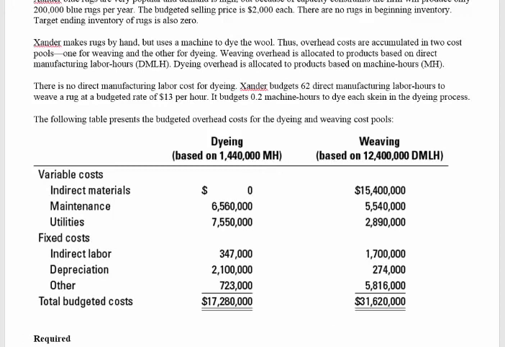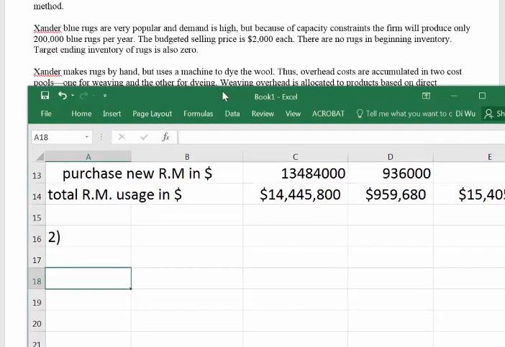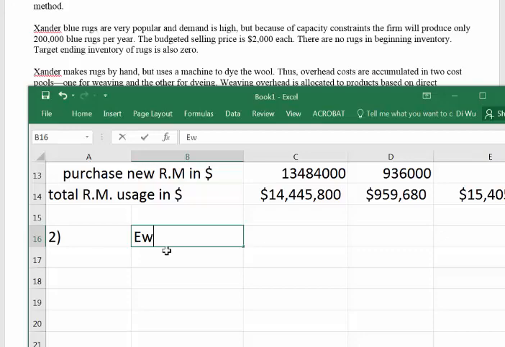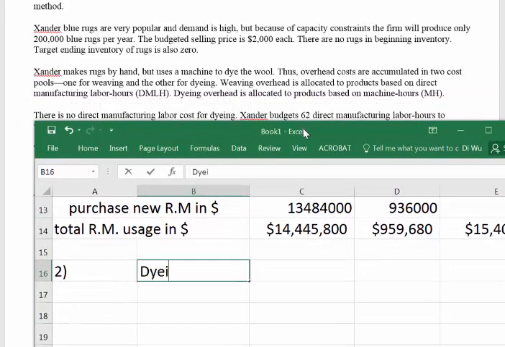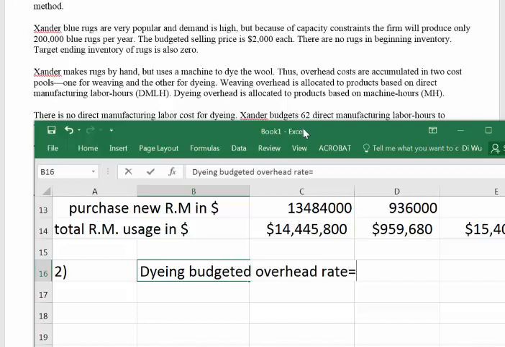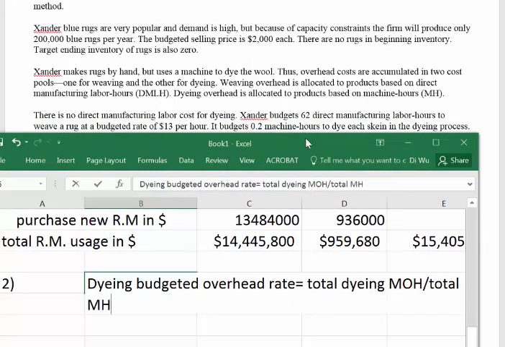And we are going to work on the second part. Okay, the second part should not be that bad. What I'm going to do is pretty simple here. Let me see which one's first. So dyeing. I'm going to look at the dyeing budgeted overhead rate. You probably know how to do that because the formula is pretty simple. You look at the total dyeing manufacturing overhead, then divide by the total machine hours, because dyeing is very machine intensive.